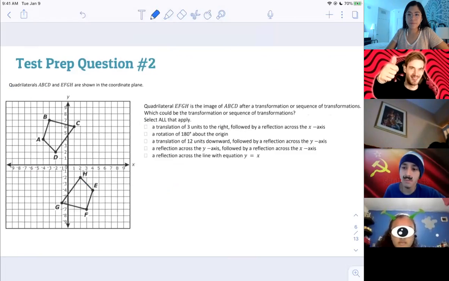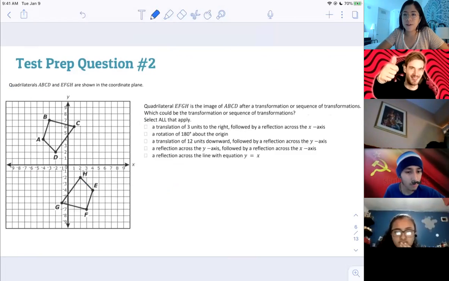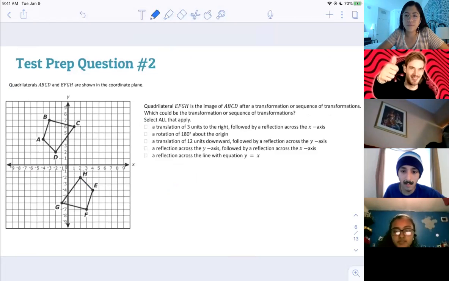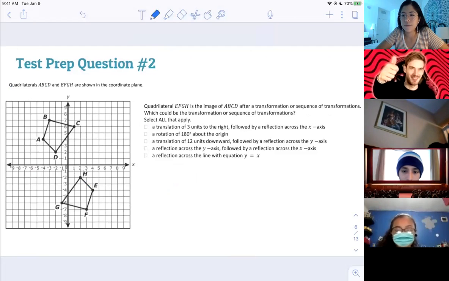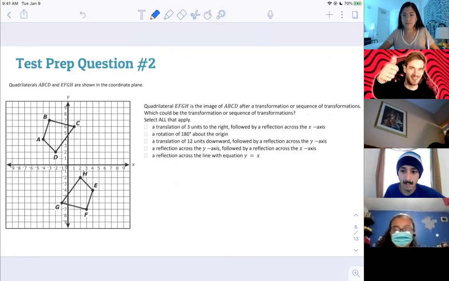Number 2. Who would like to read number 2? Me. Go ahead. You can be like our official class reader. Quadrilaterals A, B, C, D, and E, F, G, H are shown on the coordinate plane. Quadrilateral E, F, G, H is the image of A, B, C, D after a transformation or sequence of transformations. Which could be the transformation or the sequence of transformations?